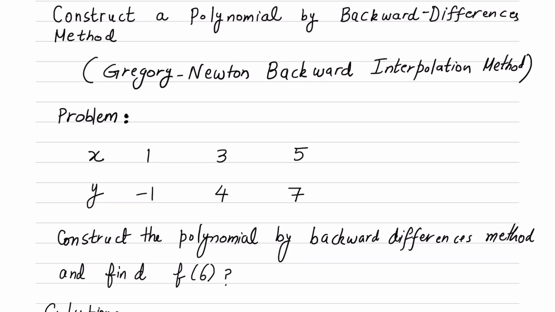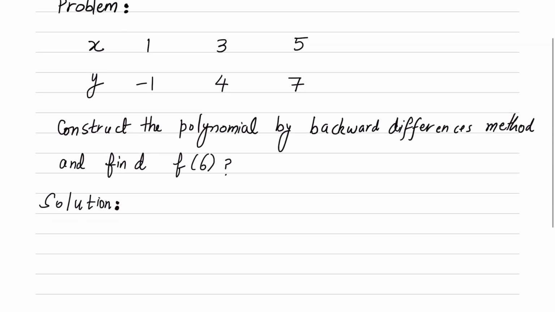In this video, we are going to talk about how to construct a polynomial by backward differences method. This is also called Gregory-Newton backward interpolation method. So we have a problem. A 3 points data is given to us and we have to construct the polynomial by backward differences method.